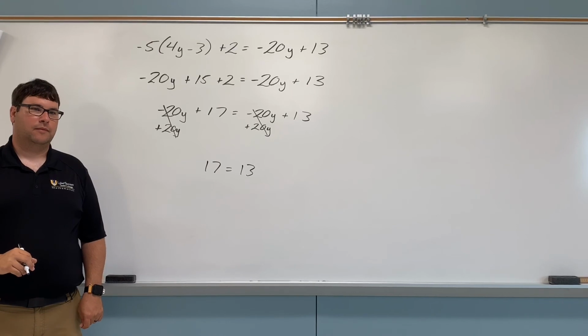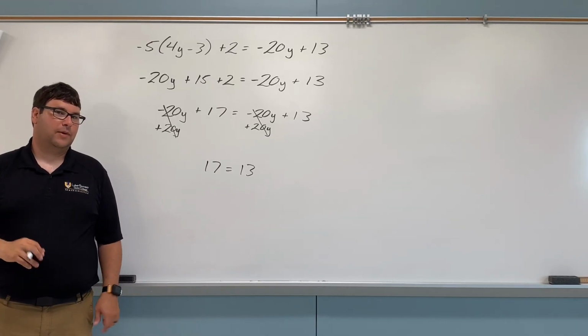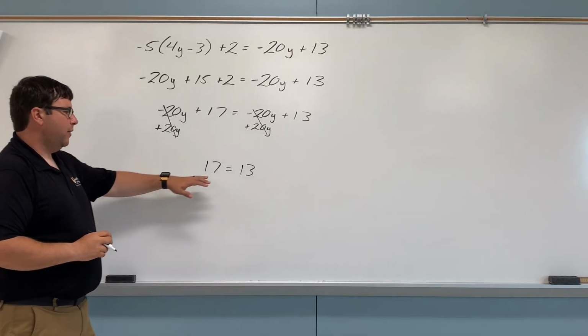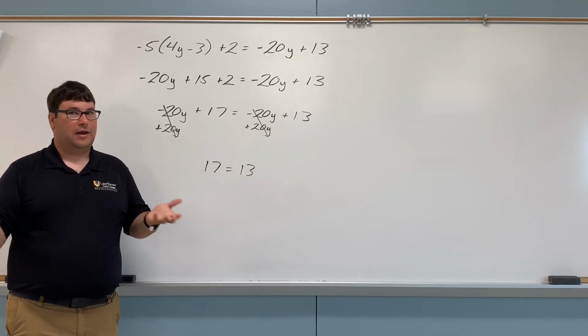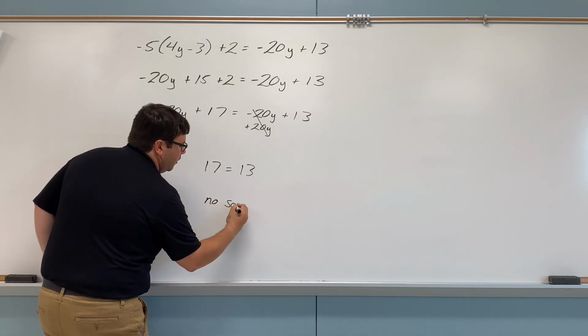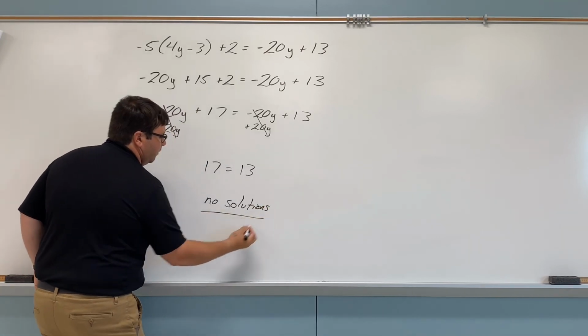Interesting. When is 17 equal to 13? Never. So in this particular situation, because we have a false answer, we have 17 equals 13, and that never occurs, what we have for our variable are no solutions.